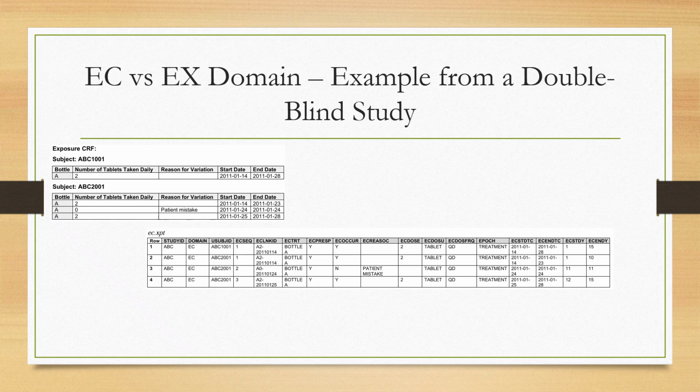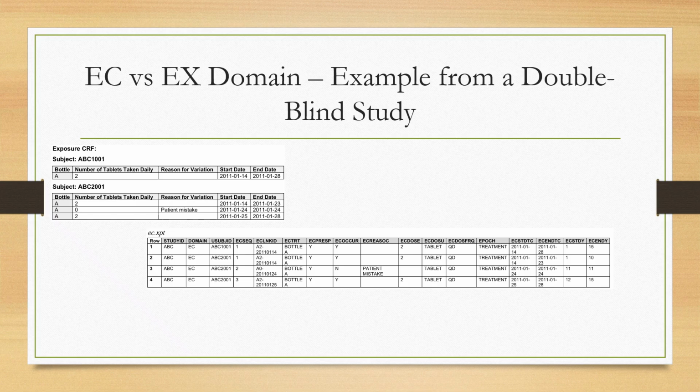Since the subject missed the dosing only for one day, we have the same date populated for start date and end date here, and we have the record created. And then the third record is the record where the subject has again started taking the drug, which is two tablets daily from 25th of January to 28th of January. So in this form, you can see the EC dataset is created.